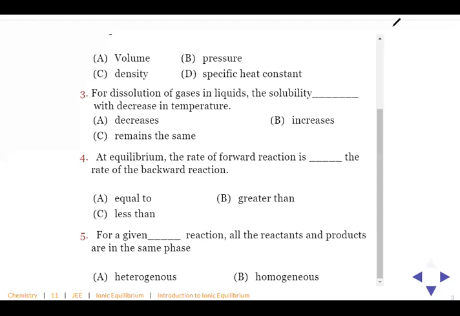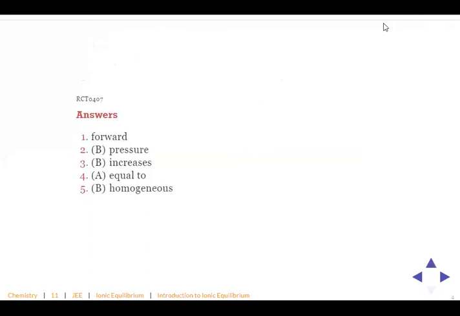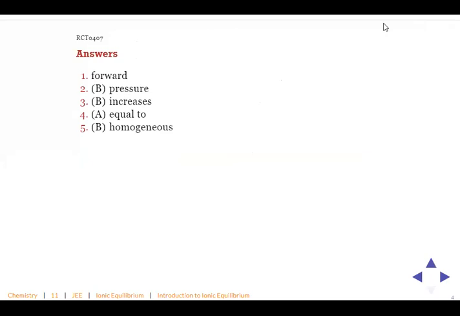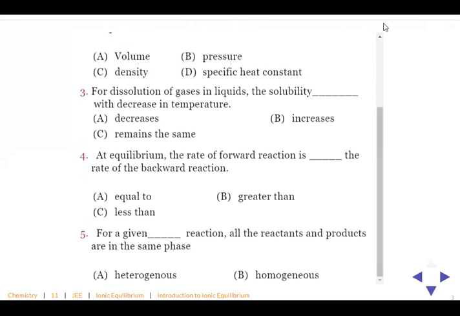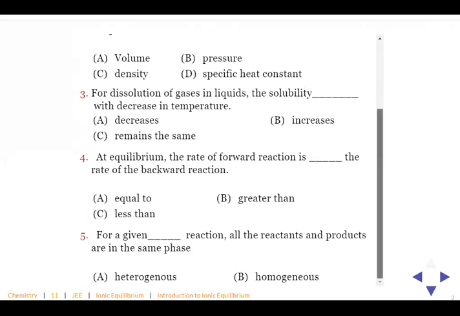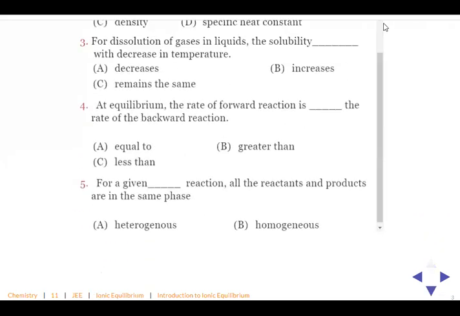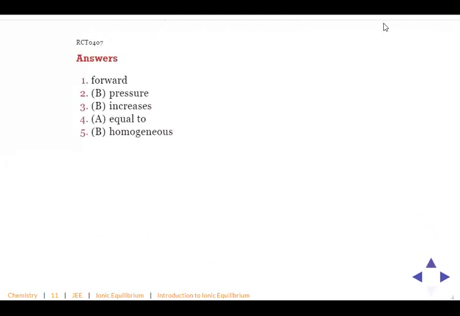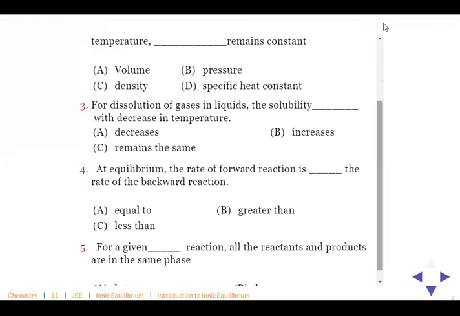Next, the fifth one: for dash given reaction, all the reactants or products are in same phase. Everyone is sure about this one, everyone is saying homogeneous. Let's see the answers. The first is forward. The second is pressure, because when you talk about liquid-vapor equilibrium, obviously the pressure should be equal.